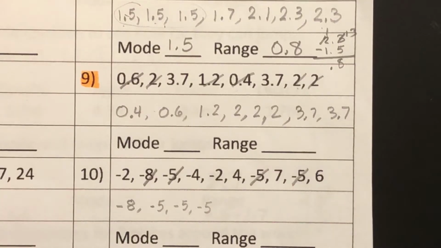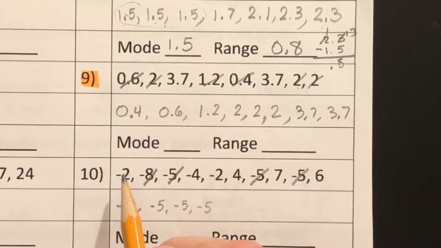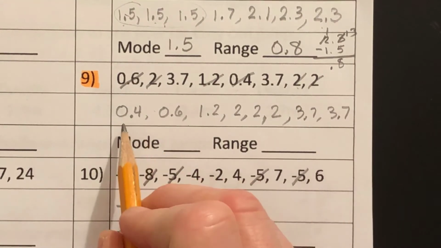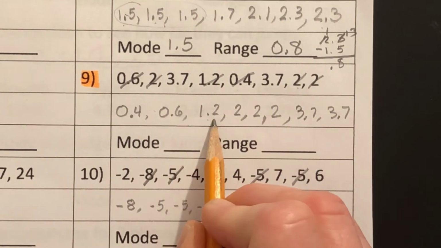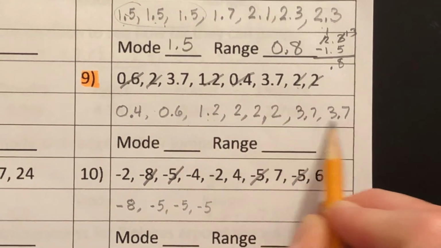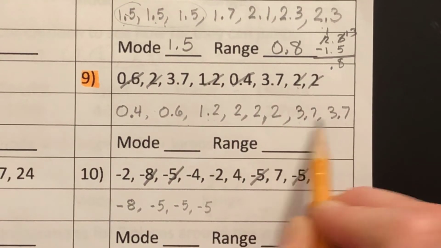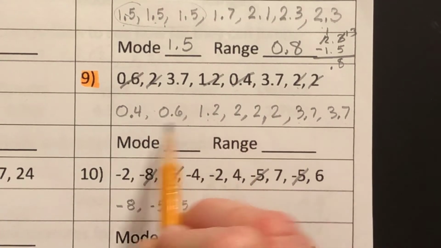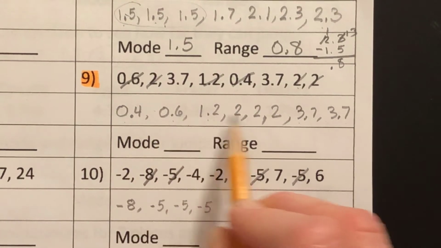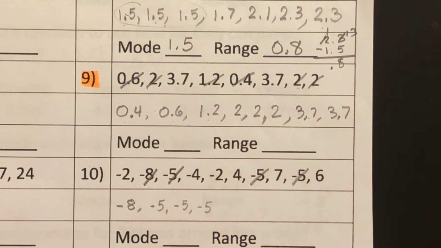And look at number 9. First thing we do is put them in order from least to greatest. I have 3 decimal numbers. Those went first, 0.4, 0.6, 1.2. Then I had 2 more decimal numbers that went last because they were 3.7 both. So I have 1, 2, 3, 4, 5, 6, 7, 8 numbers.